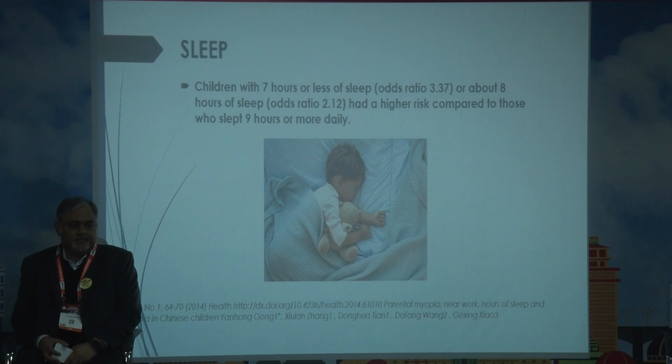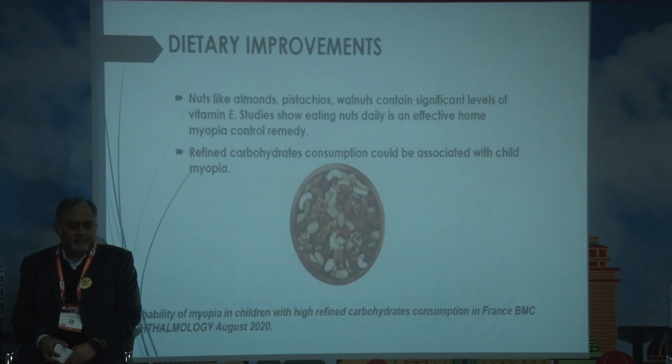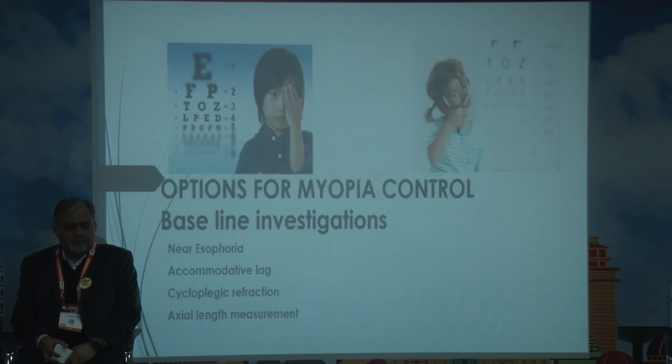Children with 7 hours or less of sleep have a higher risk compared to those who slept 9 hours. This is a study conducted in China. And also LED lamps for homework after school had a higher prevalence of myopia, about 11.2%. This was again a study conducted in China. And again, when a child consumes refined carbohydrates, they found that it could be associated with childhood myopia. This was a study published in August 2020.